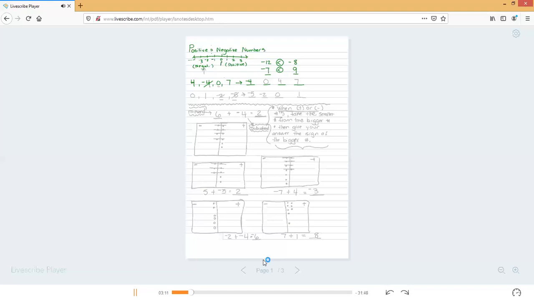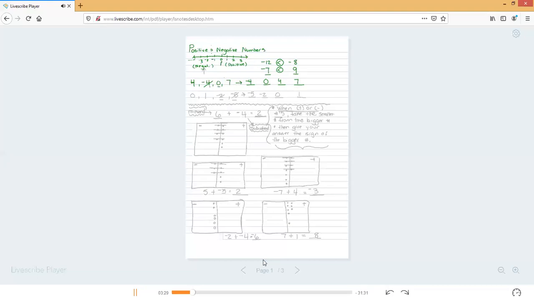So which number comes next? We have 0, 4, and 7. Well, I know 0 is smaller than both the number 4 and 7, so 0 would come next, then 4, and then 7. Let's do it one more time.